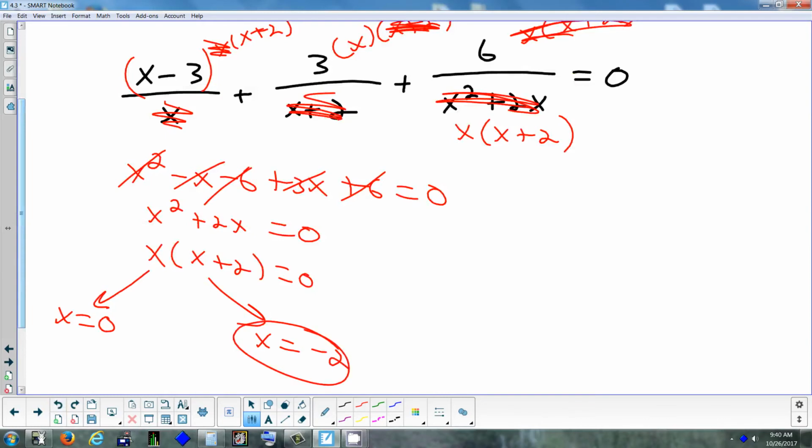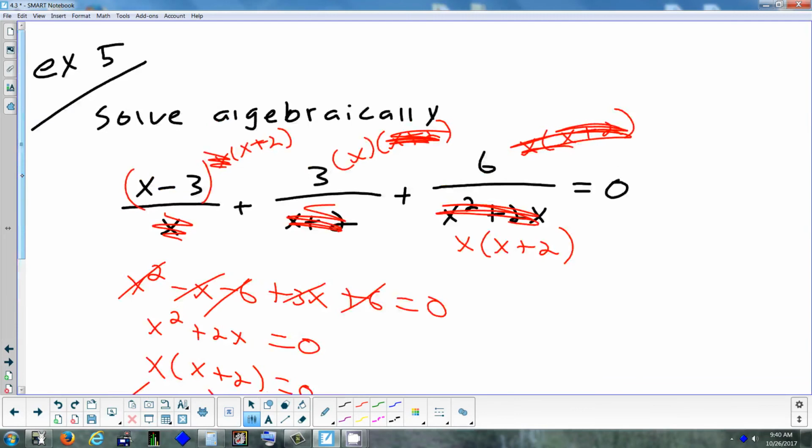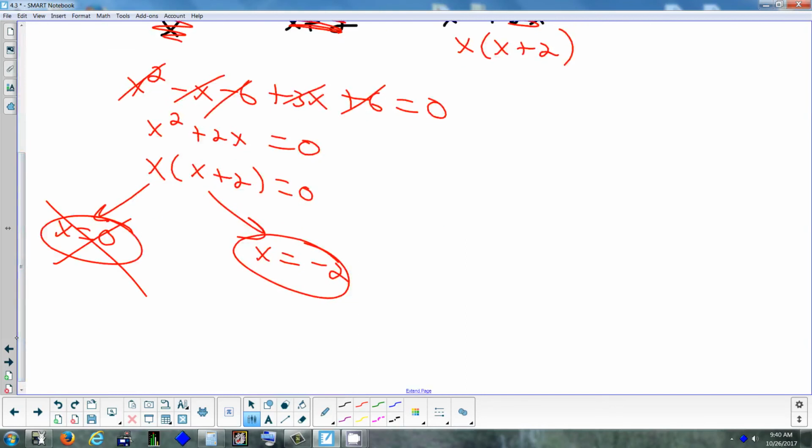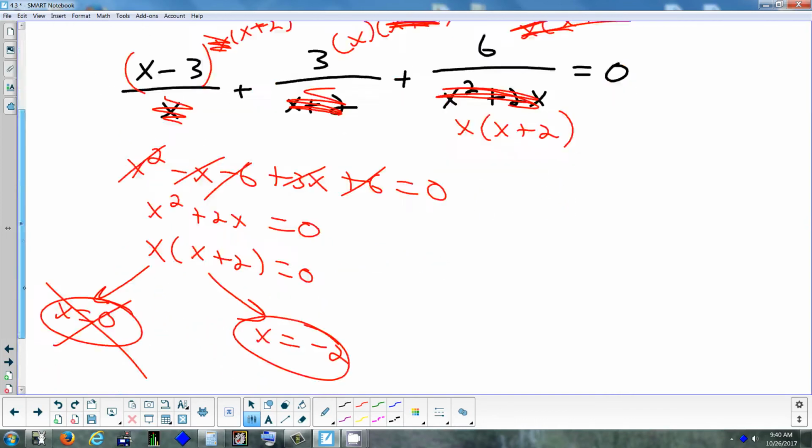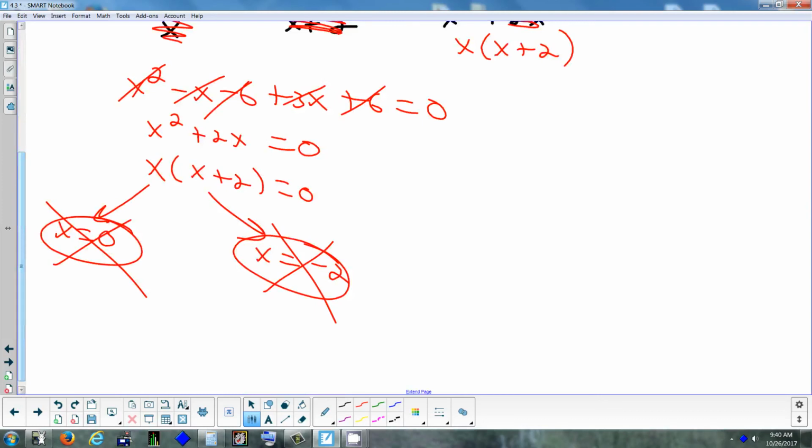-2. Is 0 an okay number to plug into my original problem? No. Is -2 an okay number to plug into my original problem? No. Both of those numbers cause me to divide by 0. That means this equation has no solution. Neither answer works.